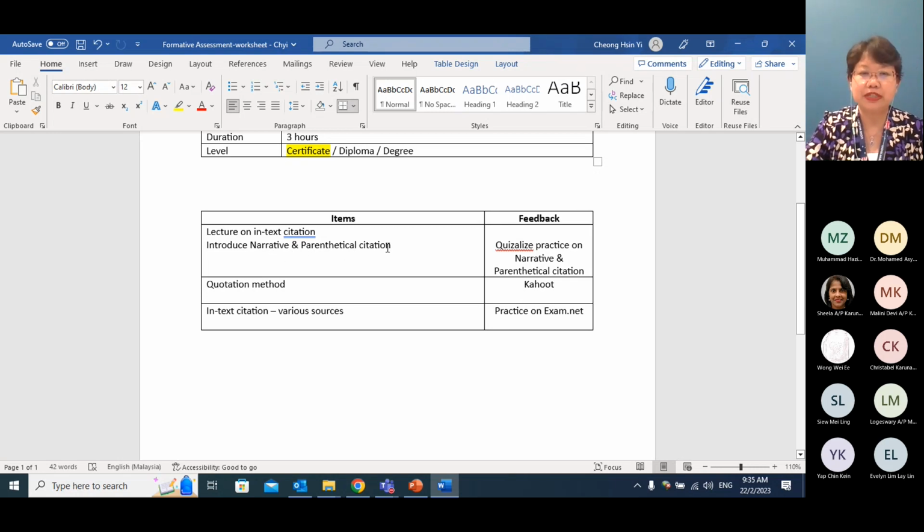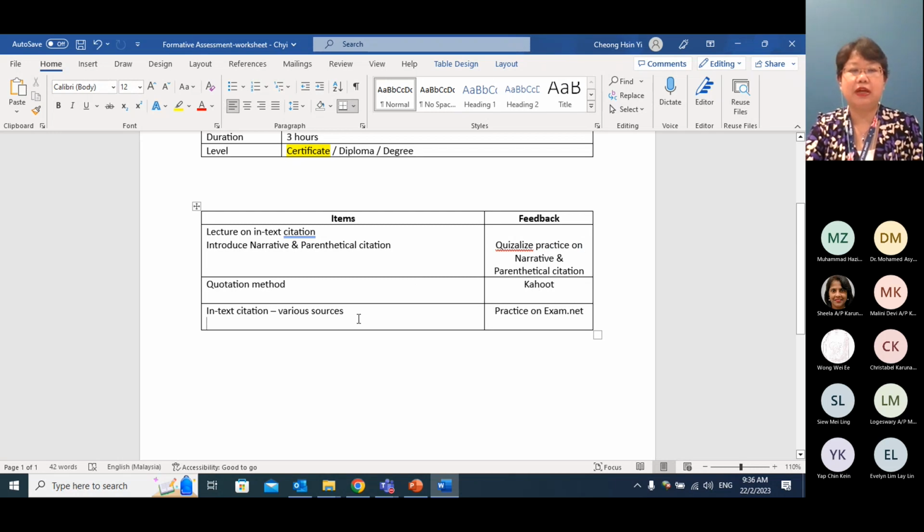After going through this, I will get them to do a Chrysalis practice on narrative and parenthetical citation. They don't have to write it up yet, but there are some MCQ questions to get them to identify the correct way to write a narrative citation and the correct way to write a parenthetical citation. After that, we go to the slightly easier one, the quotation method of doing in-text citation, and we'll play a short Kahoot game.